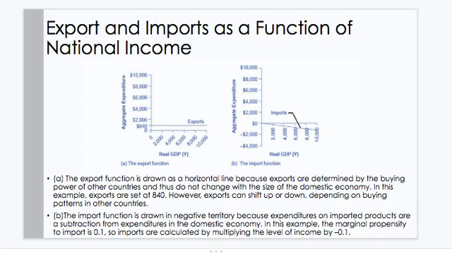The import function is drawn in negative territory because expenditures on imported products are a subtraction from expenditures in the domestic economy. In this example, the marginal propensity to import is 0.1, so imports are calculated by multiplying the level of income by negative 0.1.